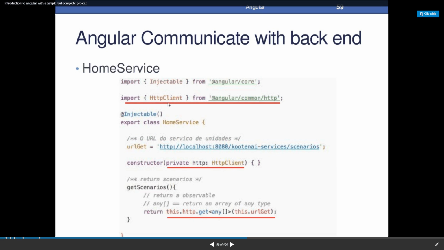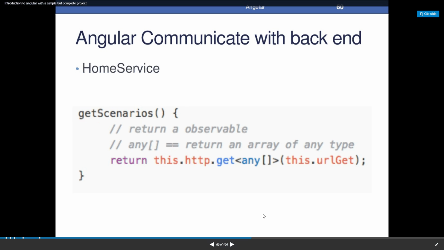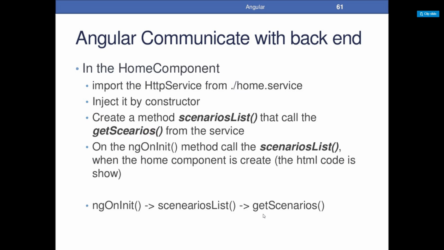So what you are doing is importing another module, the class HttpClient from Angular common http, and this is your home service. This is Injectable. See this decorator, it tells that this class is injectable. That means it's a kind of service. This is your member which holds the address. Then in the constructor you have this HTTP service, and in the getScenarios method you are calling this HTTP service to fetch this URL. So that's about the services.